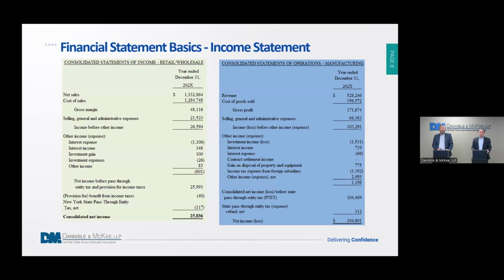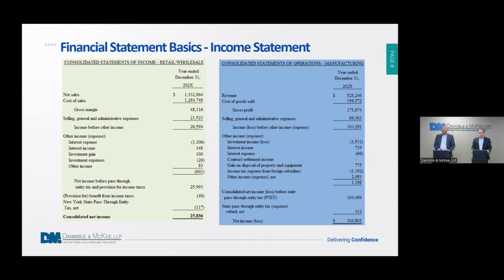Then you have selling, general, and administrative, which gives you your income before other income. And then you have some miscellaneous income and expenses, which would be interest expense, income, gain or loss on sale of fixed assets, stuff like that would go in there. Then you get your net income before any taxes. If you were a tax-paying entity, you would list that out. If you were a C Corp, you'd have deferred taxes in there.